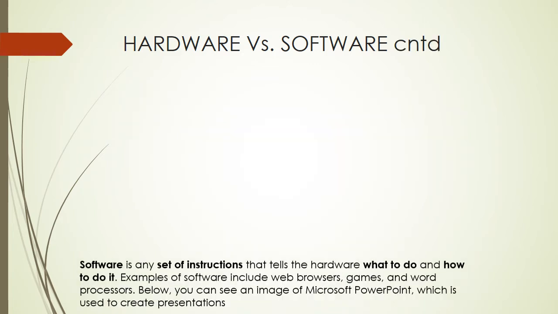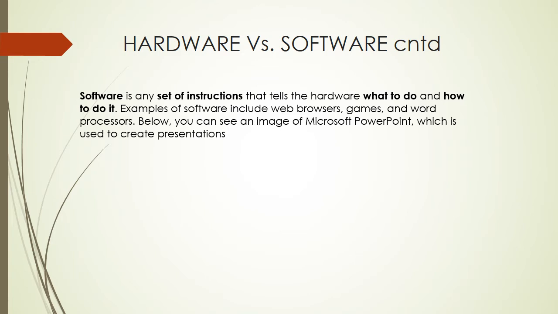The software part of the computer is a set of instructions that tells the hardware part what to do and how to do it. For example, we have our web browser. In order for us to connect to the internet, we need a modem, which is hardware. We need our system, our keyboard, and all other hardware parts of the computer. Now, the web browser is software that tells the computer how to connect to the internet and then display the results that we want to see.